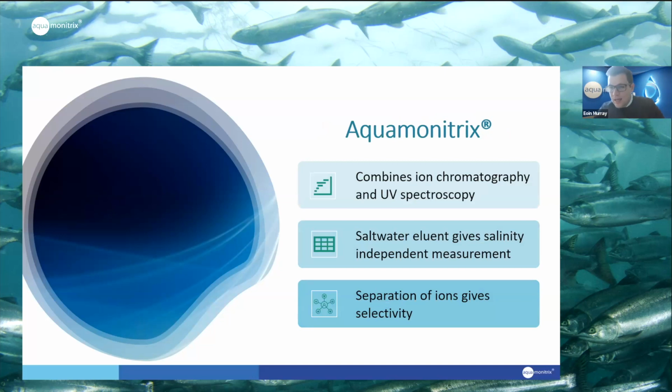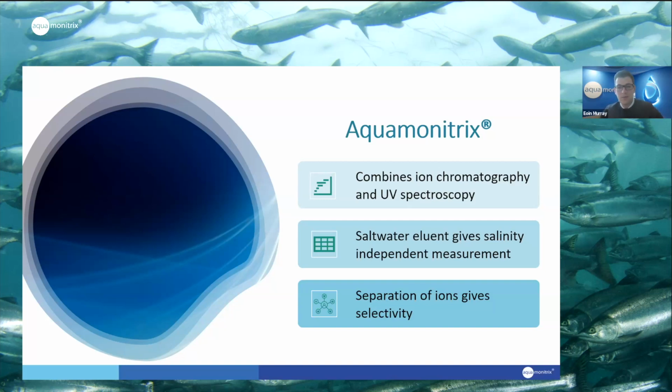So Aquamonitrix is different in that it combines rapid ion chromatography with a patented UV LED based detection setup. Another key advantage of the system is that it uses a mobile phase of sodium chloride. By using sodium chloride as the mobile phase, it's essentially salinity independent. So the system can be deployed within a freshwater setting, the salinity can change over time, all the way to fully saline, there's no need to recalibrate, and accuracy is consistent and maintained.